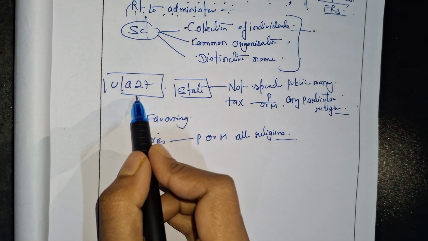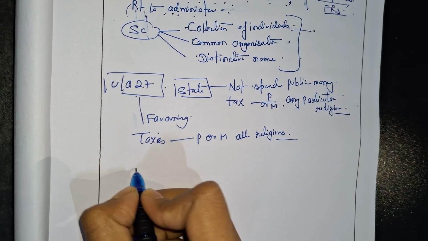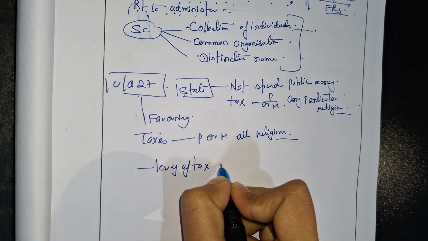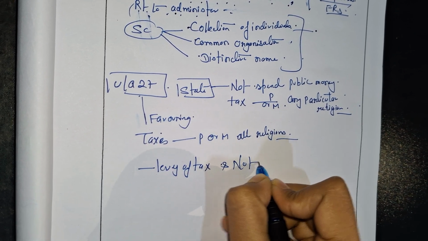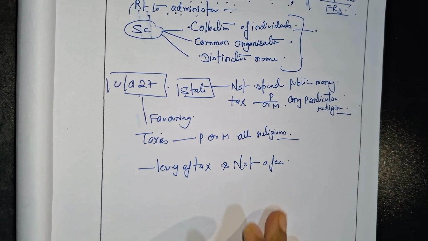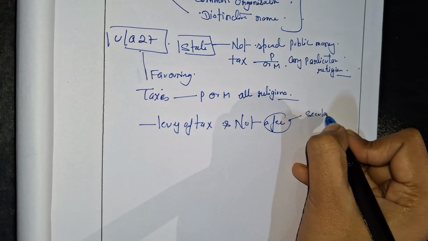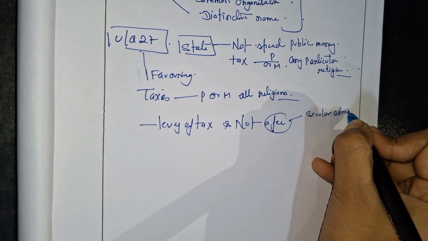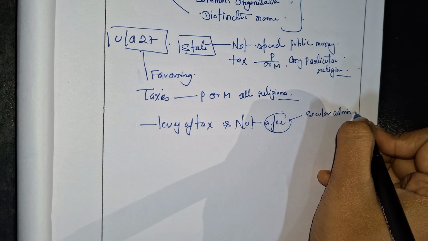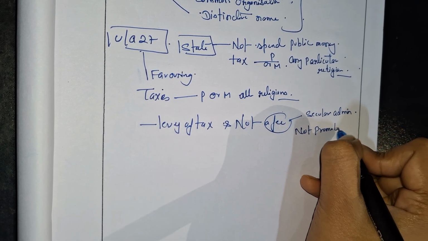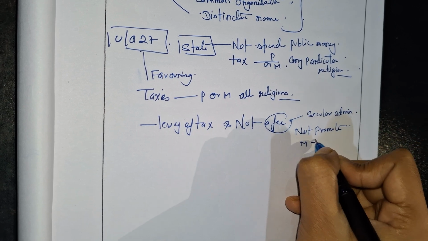This provision only prohibits the levy of a tax and not a fee, because the purpose of a fee is to control the secular administration of a religious institution and not to promote or maintain religion.